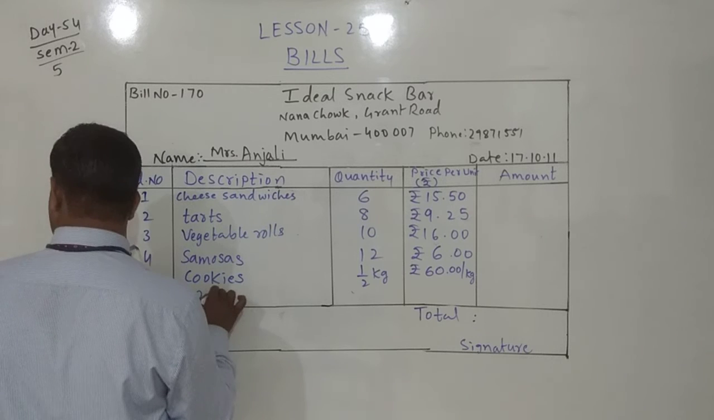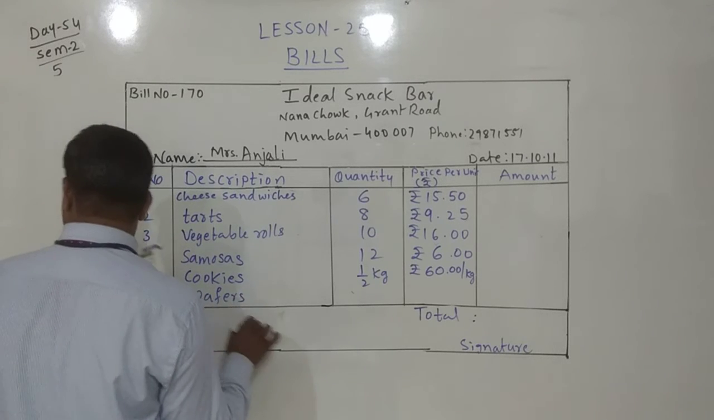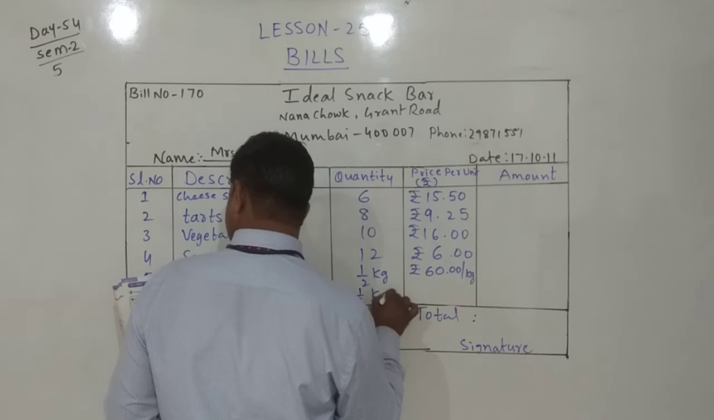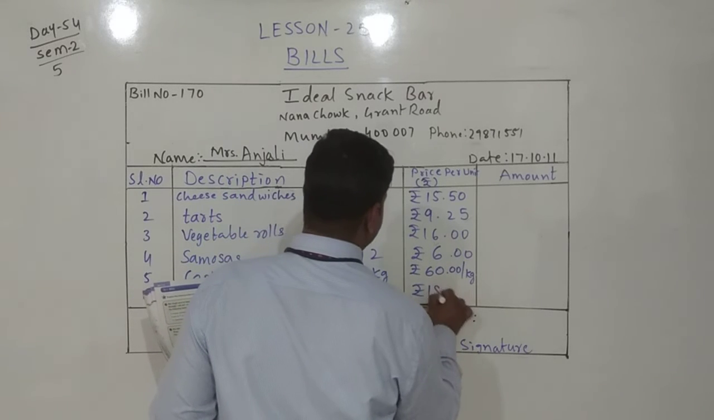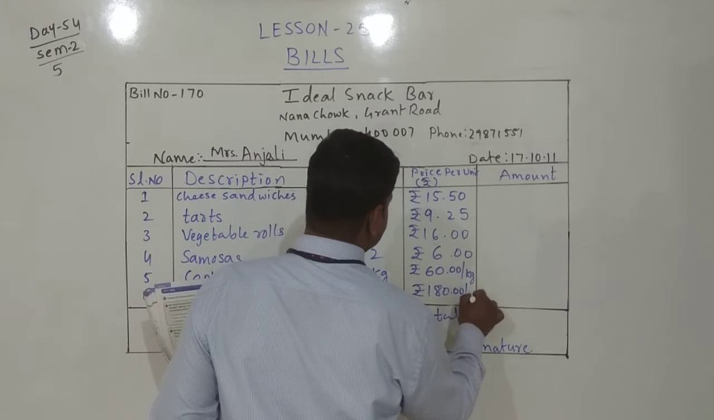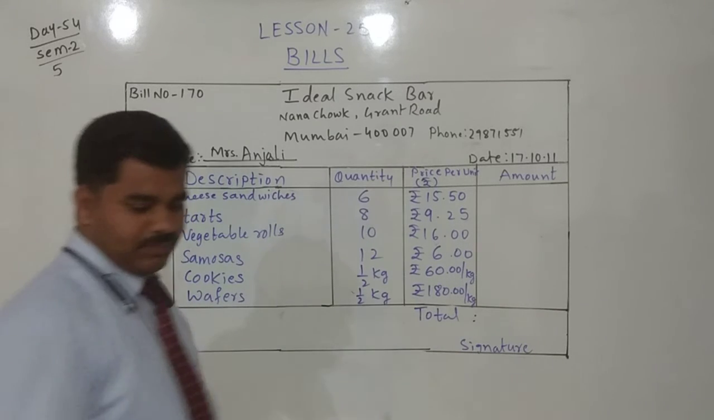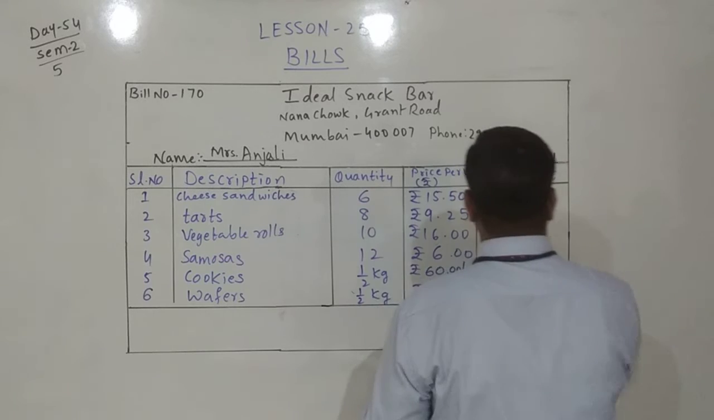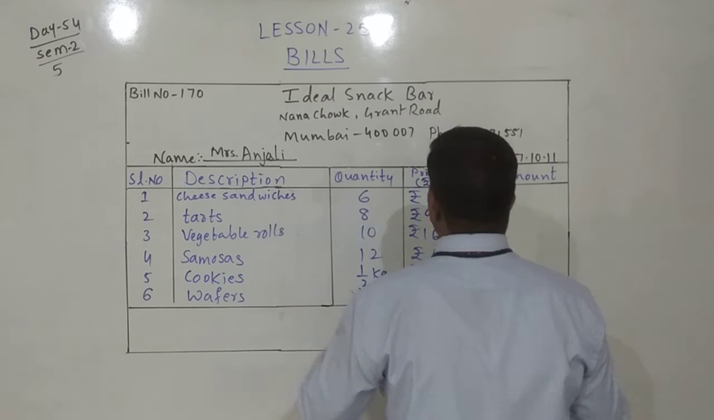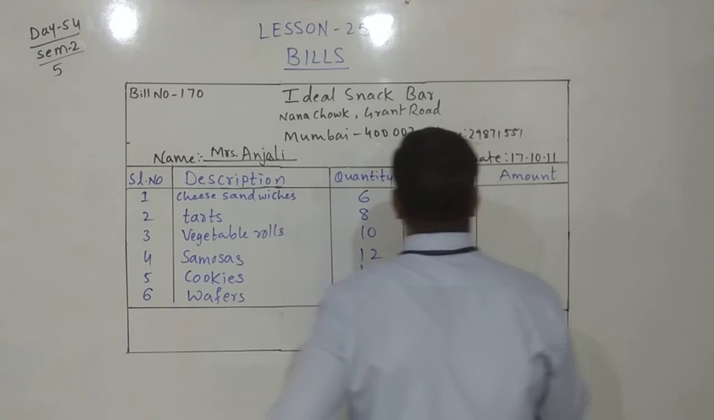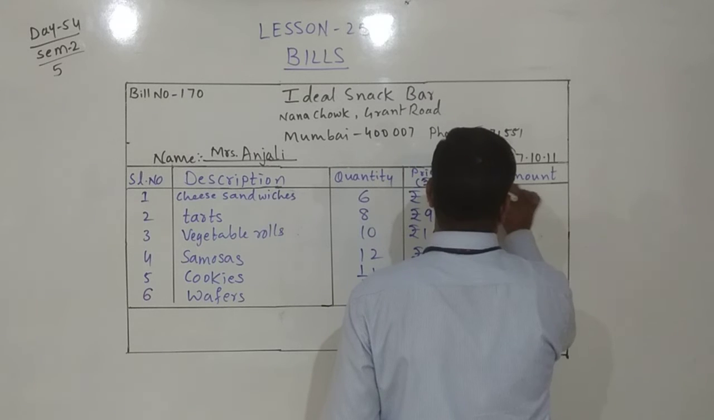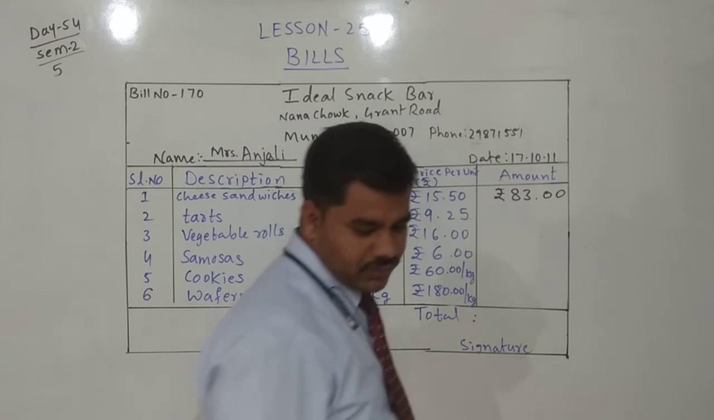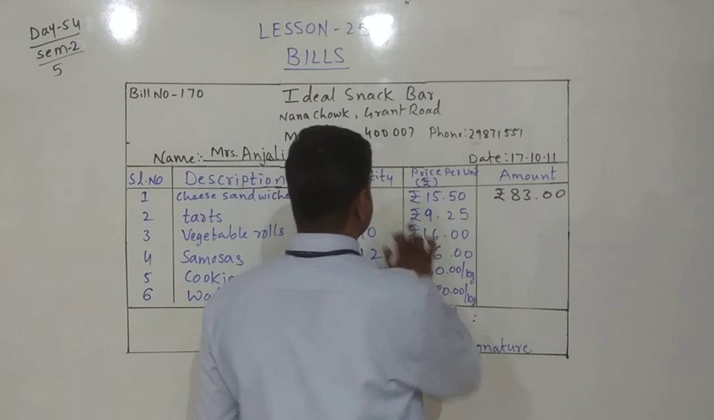wafers. That is half kg. She purchased 1 kg at 180 rupees per kg. Then we multiply these quantities with the price per quantity, and we can get the total amount. 6 into 15.5, that is 93.00 rupees we can get. Yes or no? 93.00.